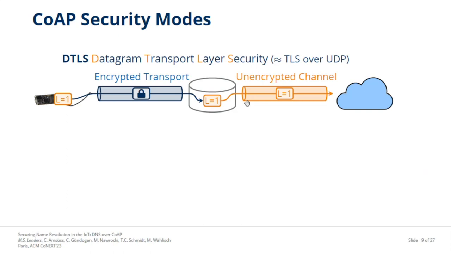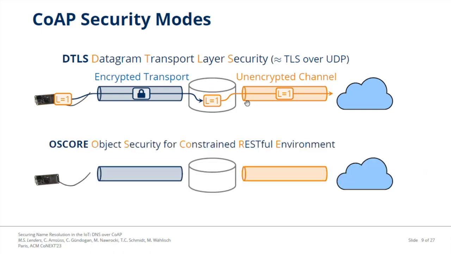So for CoAP, because it's very proxy heavy, OSCORE was also designed, which is Object Security for Constrained RESTful Environments. There you basically encrypt the whole object. So you are safe on both encrypted channels, gateways, and unencrypted channels.